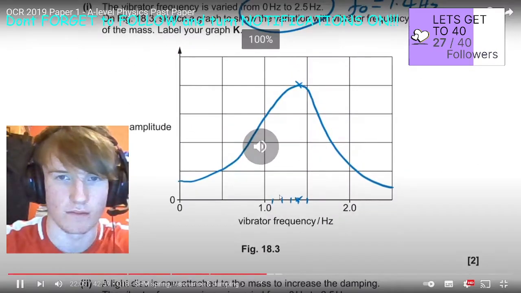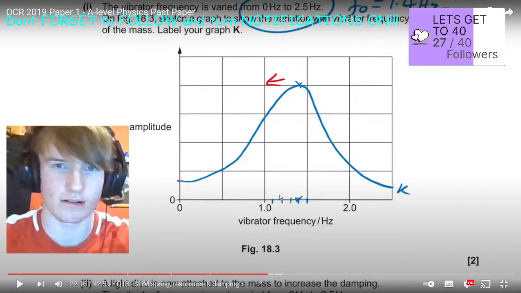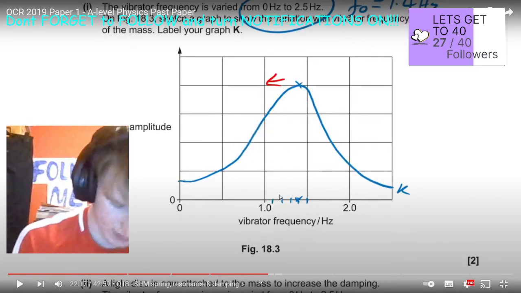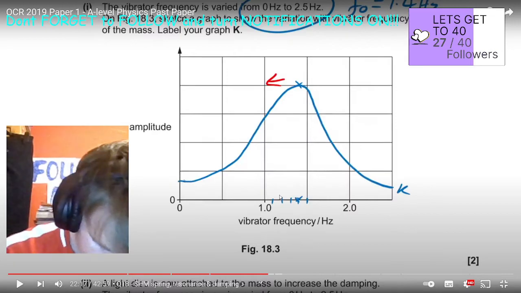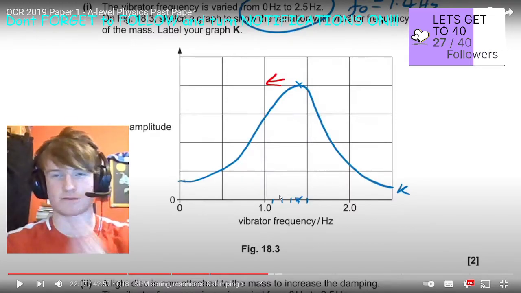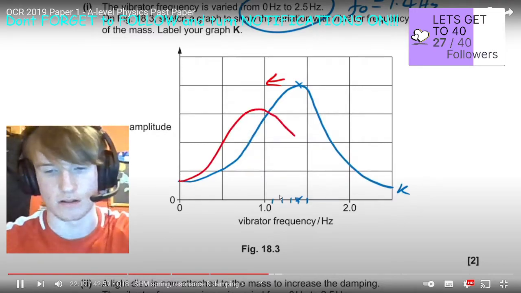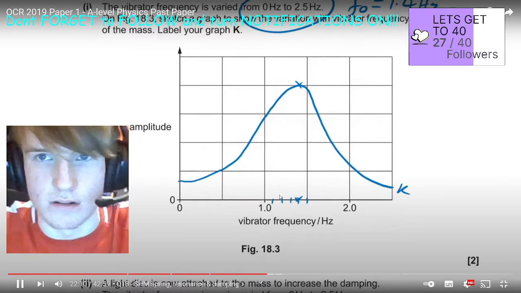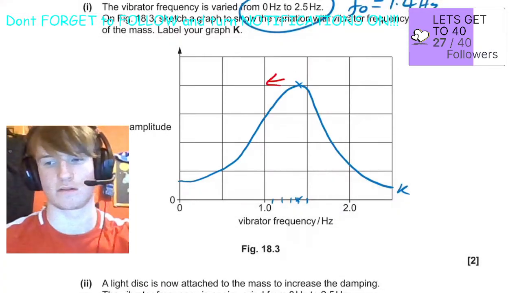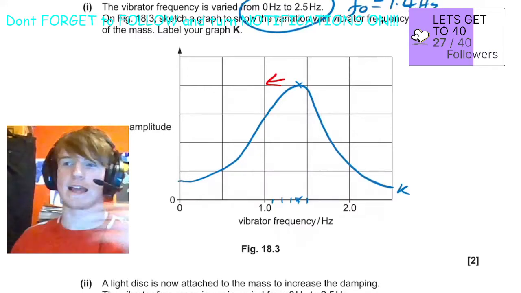Label this graph D. So damping with amplitudes as well. Oh, it's a light disc. So it still goes up, but it's also slightly left because the resonant frequency goes down slightly. So we end up with the graph being shifted slightly to the left, and also because of the damping, we have a lower amplitude. So it goes left and down, like this.